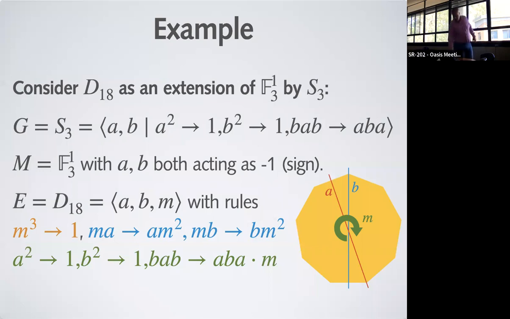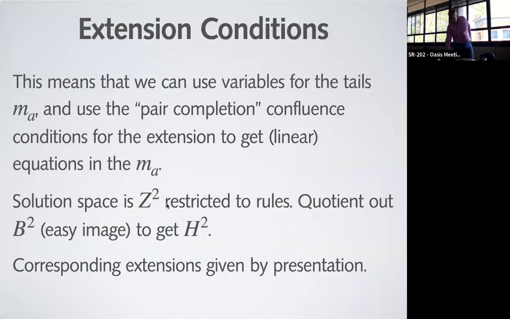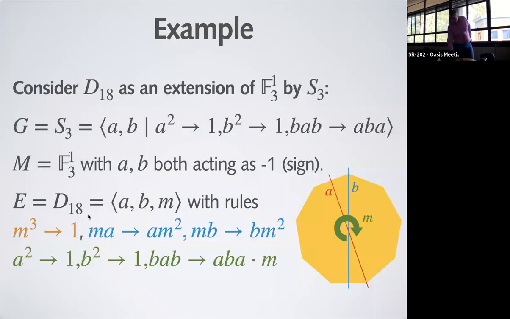The normal subgroup is generated by a single element. It's just a one-dimensional field, and both generators of the vector group act as inversion. So how I can describe an extension is as being generated by the two generators for the vector group and the generator of the module, and now I have the rules for the module.